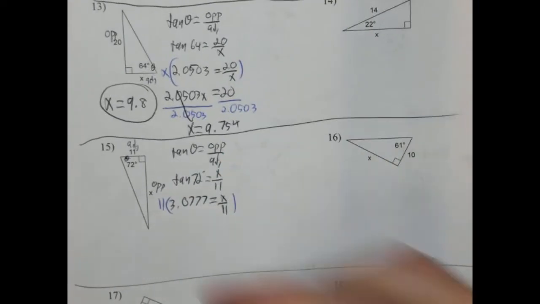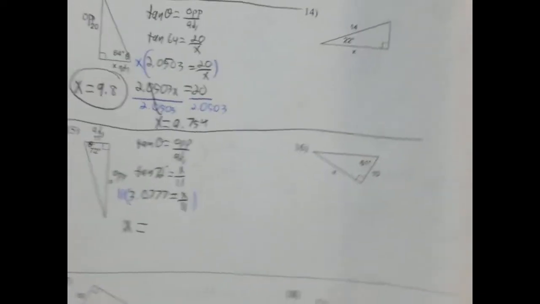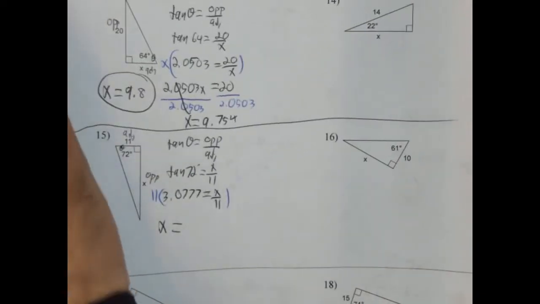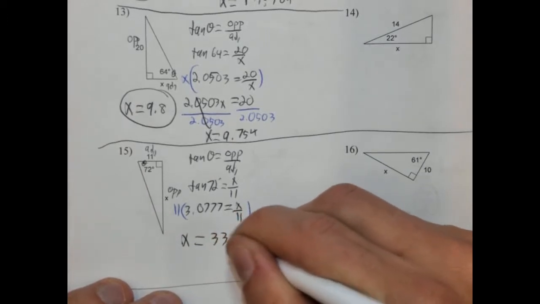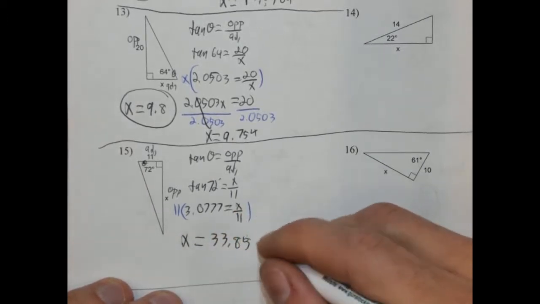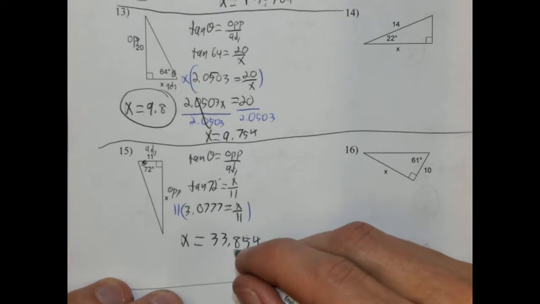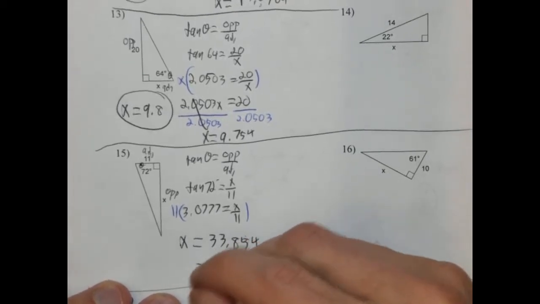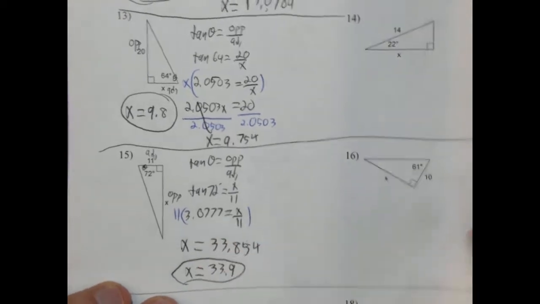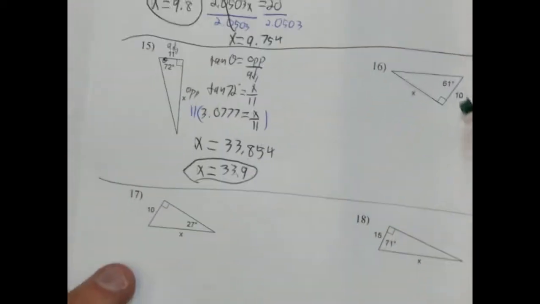So x equals 3.0777 times 11. So we get 33.854. Okay, but remember we're rounding, so this will become a 9 because it's 5 or higher, so 33.9. And there we go. Okay, number 17 here.